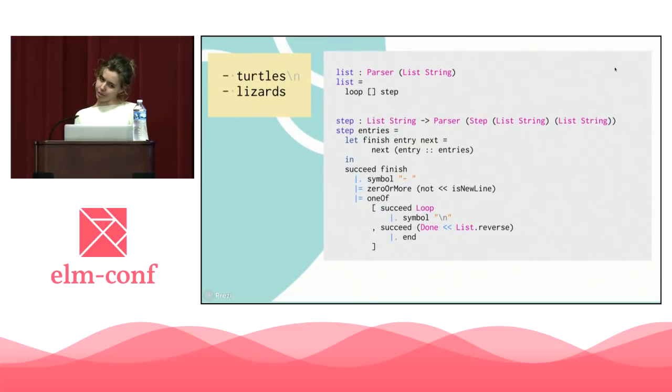This is what our parser would look like. We start out with the loop on the empty list as our initial state. Then we do as before, we parse the dash and the turtles, and we find the new line. If it's the new line, then we return loop, and then we end up in the finish function, and the entry is the turtles, and the next is the loop. We add it to our temporary list of strings and go back around, find the dash, parse the lizards, and then this time we find the end of the file instead, and we're done. And reverse the list because it's backwards. And that's it. We can parse the list now. That isn't even that crazy.